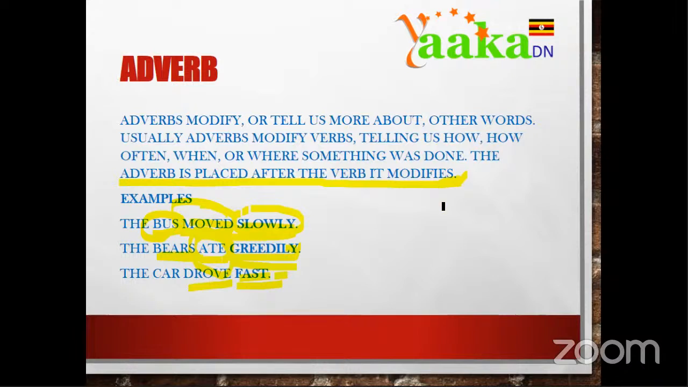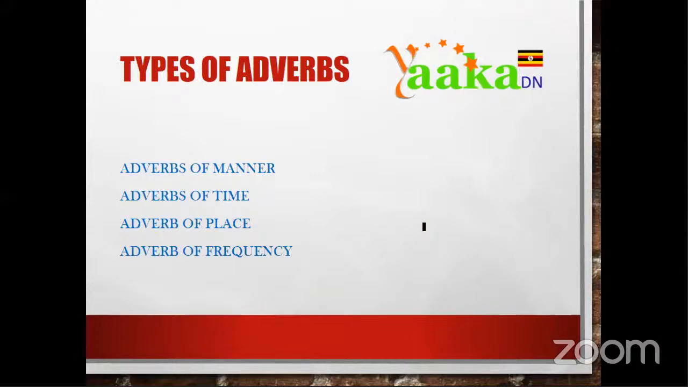Okay, let's see what we have in adverbs. So we have adverbs of manner, adverbs of time, adverbs of place, and adverbs of frequency. Stella Mulunji, you have your hand up. Okay. So these are the 4 adverbs that we do have in English. Could someone explain any of these 4? By show of hands, please.